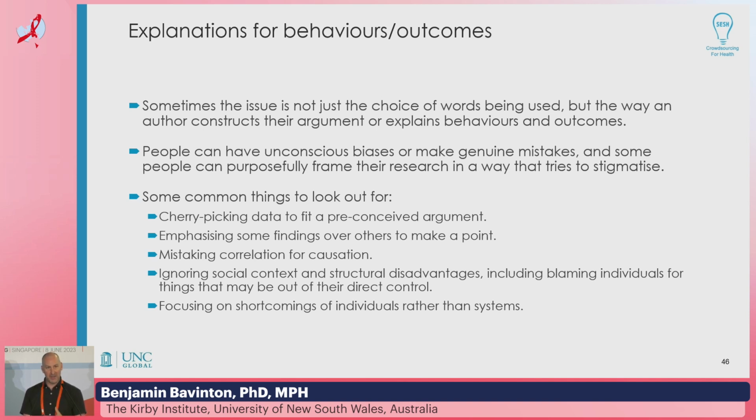People can have unconscious biases, but people can also purposely try to be stigmatising in their writing without looking like they are. So some common things to look out for are cherry-picking data to feed a preconceived argument, emphasising some findings over others, mistaking correlation for causation, this is a huge one, ignoring the social context and structural disadvantages and making things about the individual and blame, and focusing on the shortcomings of individuals rather than systems.